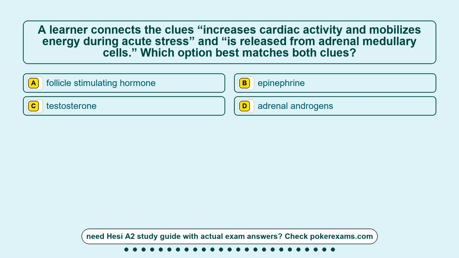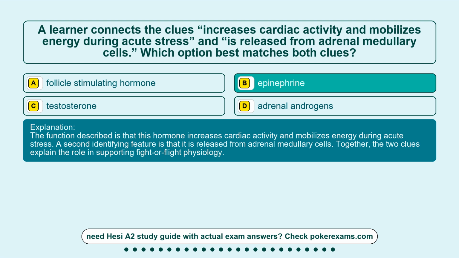Option D, adrenal androgens. The correct answer is option B, epinephrine. The function described is that this hormone increases cardiac activity and mobilizes energy during acute stress. A second identifying feature is that it is released from adrenal medullary cells. Together, the two clues explain the role in supporting fight-flight physiology.